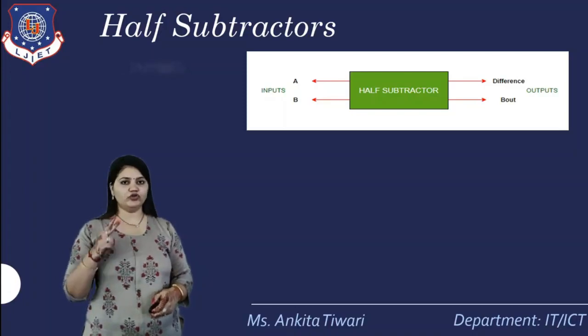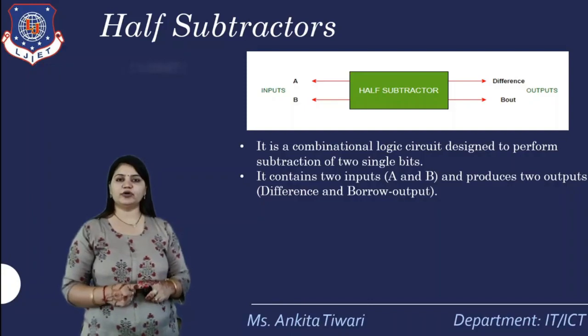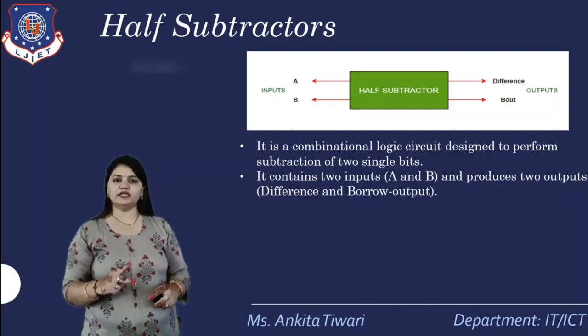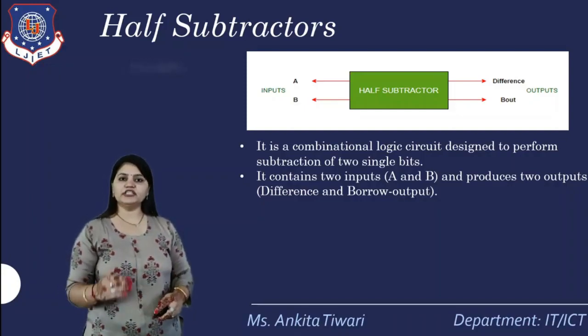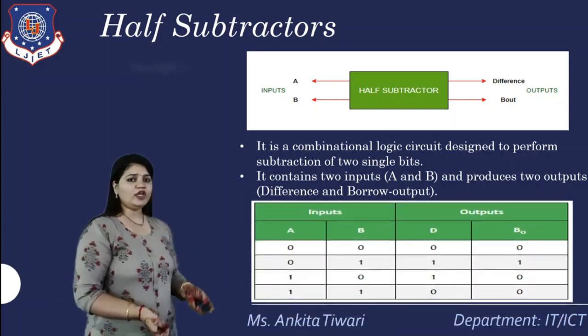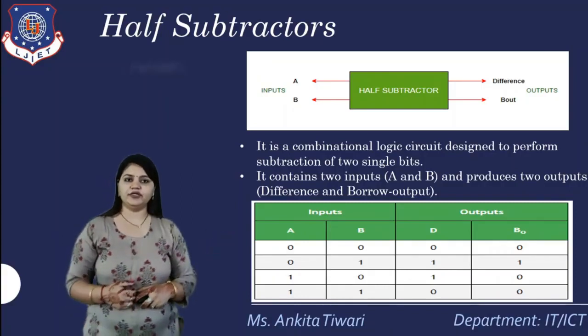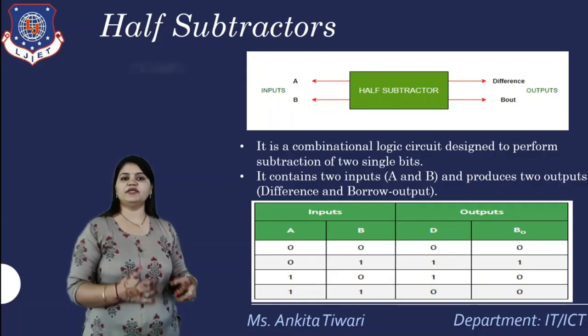Half subtractor, if I'm talking about subtracting only 2 bits at a particular time. It is a combinational logic circuit designed to perform subtraction of 2 single digits at a particular time. It contains 2 inputs, A and B, and produces 2 outputs, difference and borrow. Here, as you can see, inputs and outputs are A, B, D and B, where D is the difference and B is the borrow.